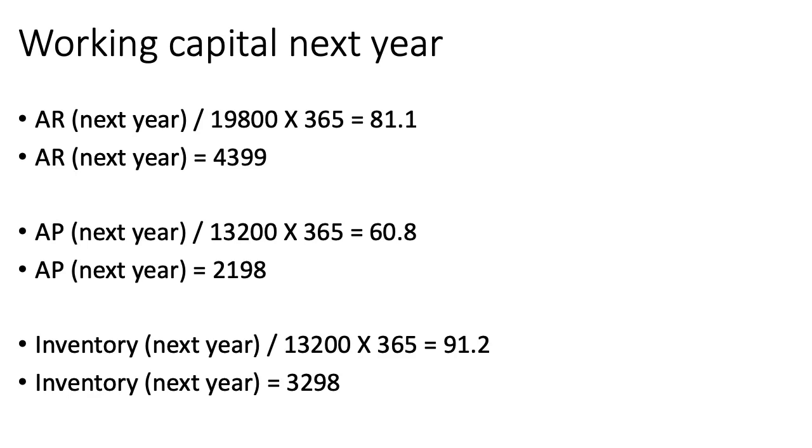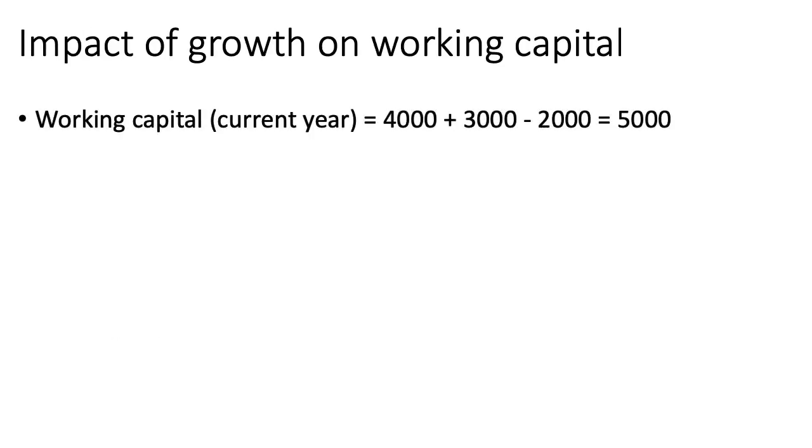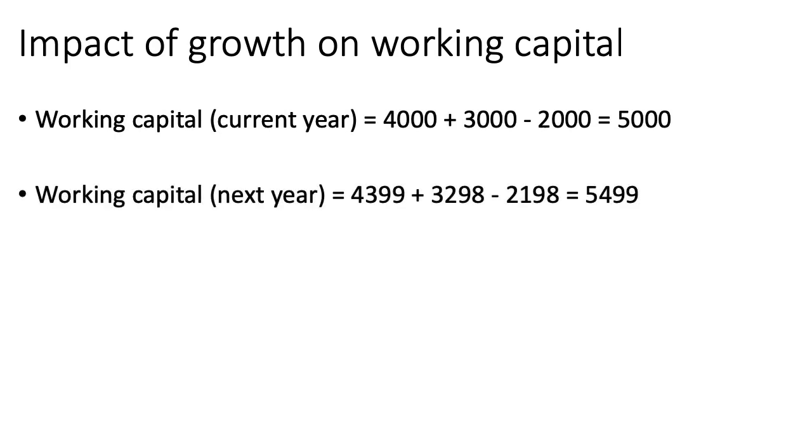So our current working capital is 4,000 plus 3,000 minus 2,000, that is 5,000. However, next year we see that it's 4,399 plus 3,298 minus 2,198, that is 5,499. So with the increase of 10% sales, we have to invest rupees 499 extra for next year in working capital, which is needed to support the increased sales. In the next video, we will discuss step 2 and step 3 to arrive at DCF valuation.